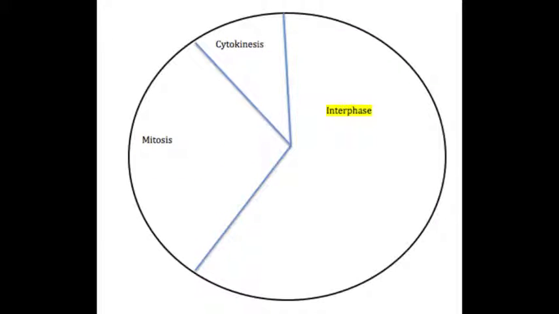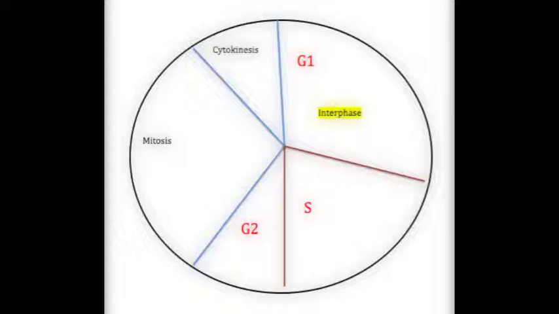During interphase, the cell goes through growth and metabolic activity. Interphase is generally the longest phase of the cell cycle. Out of a 24-hour cycle, interphase would last 23. Interphase is broken down into three other stages called G1, S, and G2.